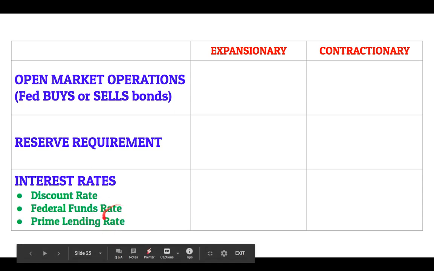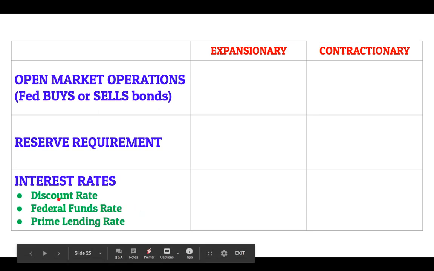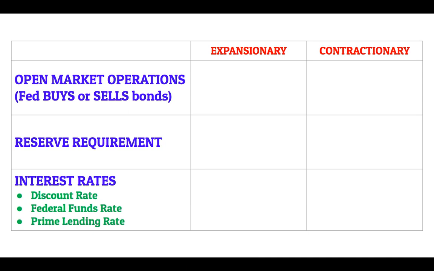You need to know what the three interest rates are, and it's very, very likely that you could be asked to just define what these are. The discount rate is the rate that the Federal Reserve charges banks for loans. So banks can borrow money if they don't have enough to cover their reserves for people who want to withdraw money, but then they have to fill that up with money they've borrowed.